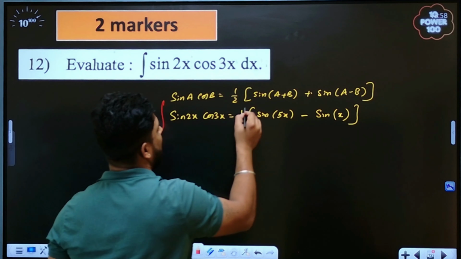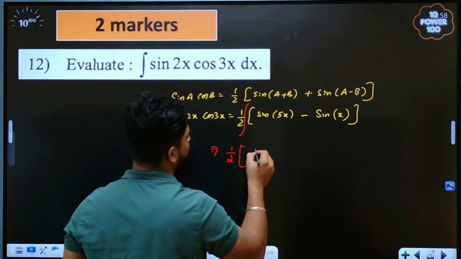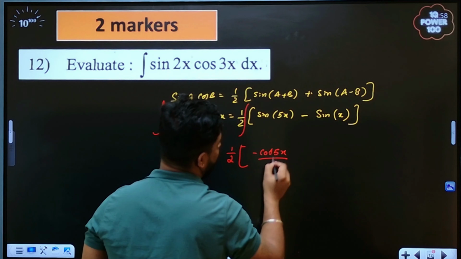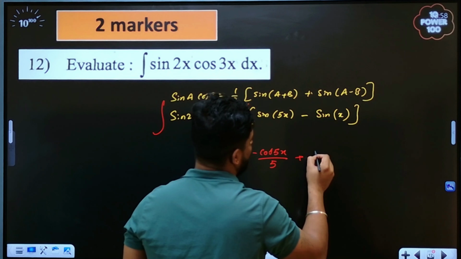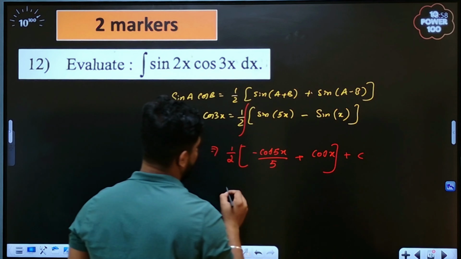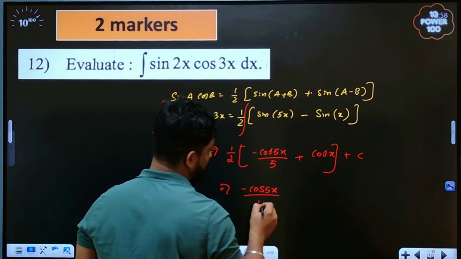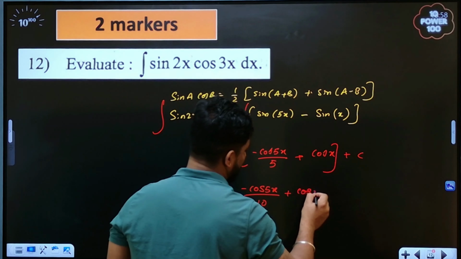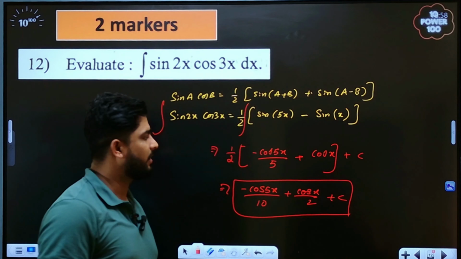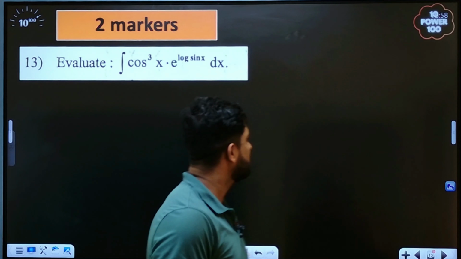Now if I put integration for this, very simple. So it is half of the integration of sin 5x, which is minus cos 5x divided by 5, and here plus cos x plus c. Now if you multiply back, minus cos 5x divided by 10 plus cos x by 2 plus c. So this is the answer. Okay, very simple one. So you need to know this first formula that I wrote. Then the rest of all you will do.